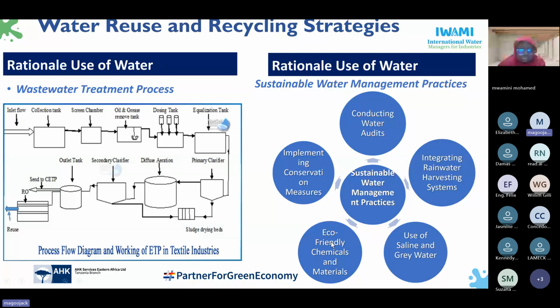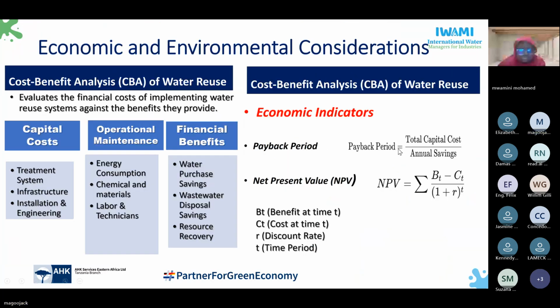Also, we should encourage the use of eco-friendly chemicals and materials. Once we have a minimum amount of harmful chemicals within the industries, it means that even the treatment process will be minimal, and it becomes easy for the water to be reused. Also, we can implement various conservation measures. But as I said before, you can decide to have facilities for water use and reuse within the industrial setup.